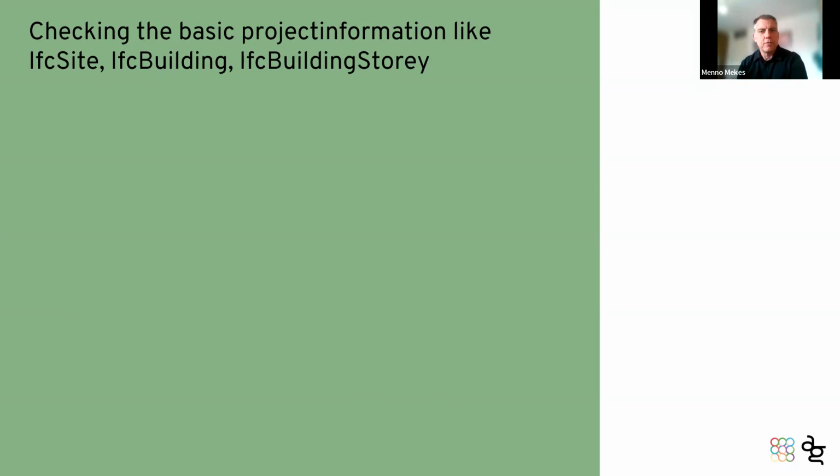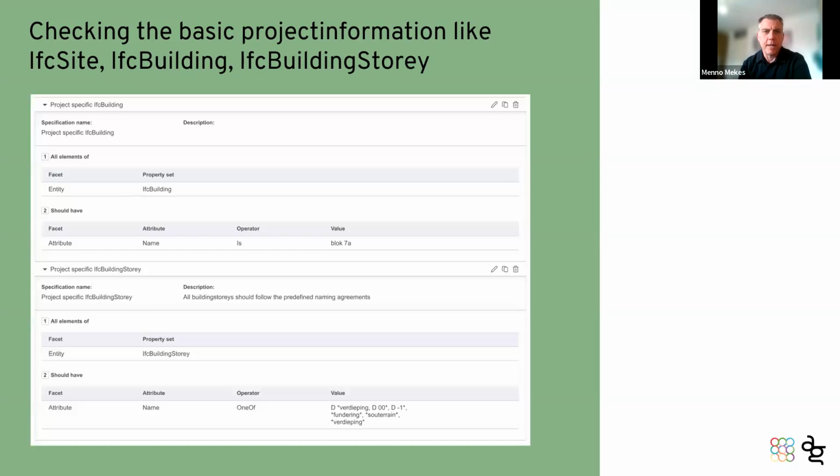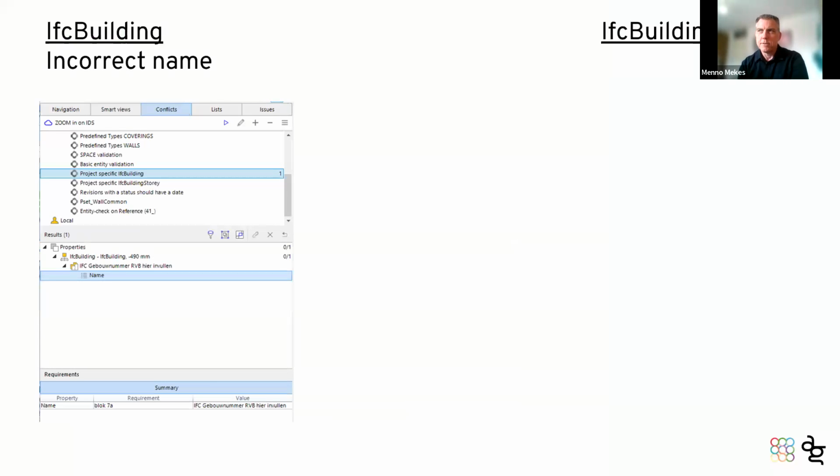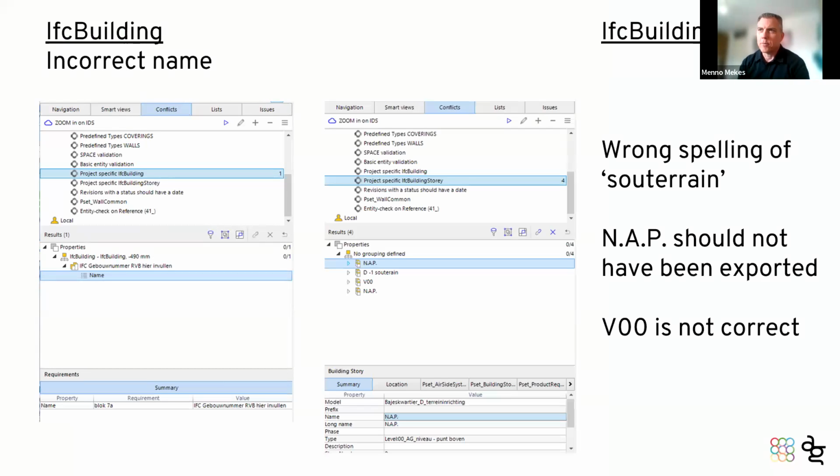So let's set the IDS to check for the basic project information. Names like IFC site, IFC building, IFC building story. These are the most clear attributes for me and most important when you start a project. So before we start working together, these should be correct. Now, what you can check, of course, is the specific name for that project, and you can find spelling mistakes. And maybe if somebody exported some building story that they shouldn't, or even ignored the whole execution plan by naming a story V00.